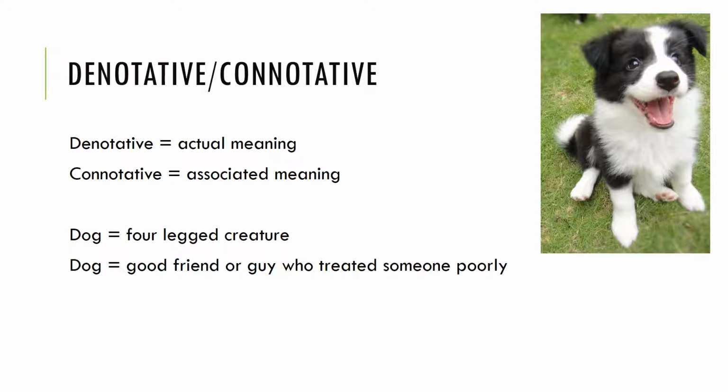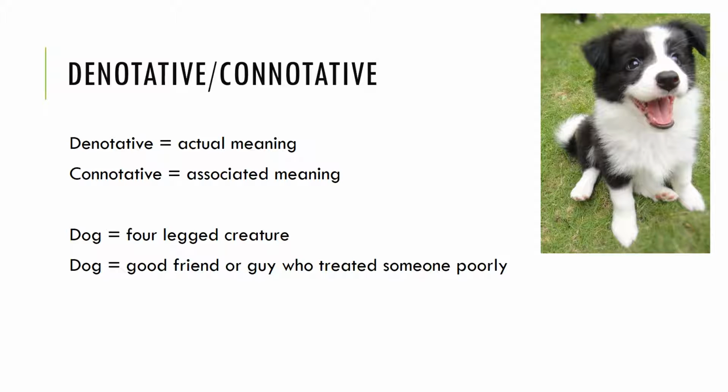The first thing that I want to talk about is denotative versus connotative. Denotative is the actual meaning of a word, and connotative is the associated meaning of a word. When you're putting together your speech materials, you just want to be very aware that these different meanings exist for different types of words and how, again, you're using your language.